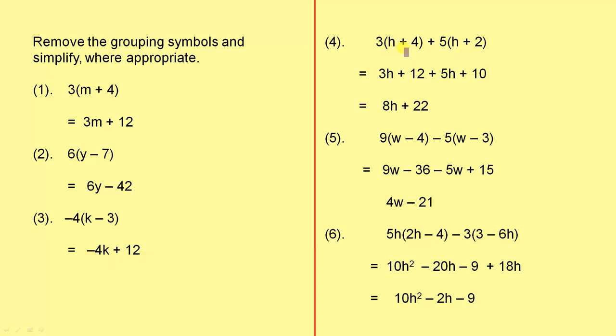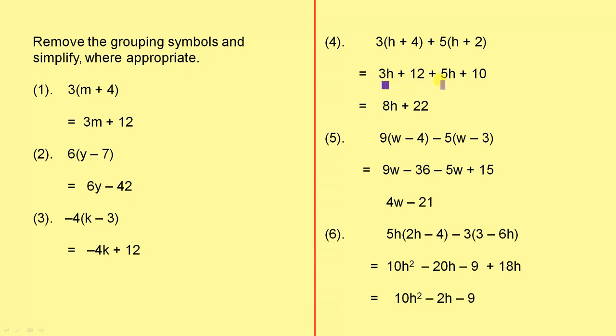3 outside of h plus 4 plus 5 outside of h plus 2. 3 times h is 3h, 3 4s are 12, 5 times h is 5h, and 5 2s are 10. So here we have 4 terms.